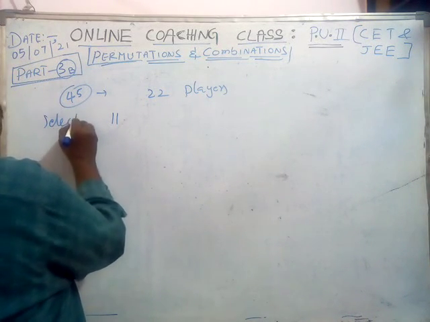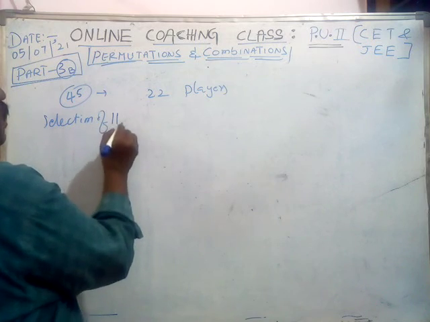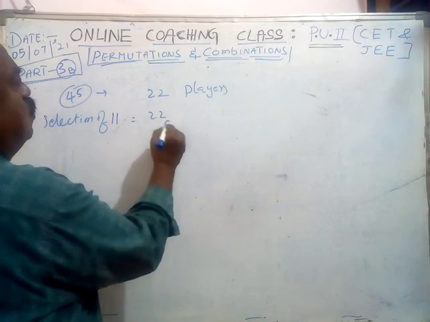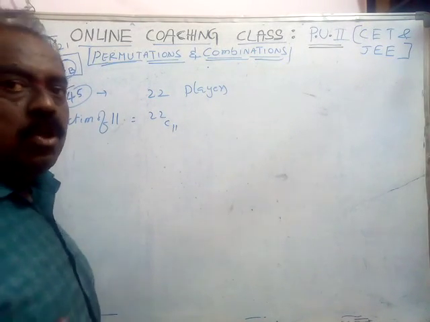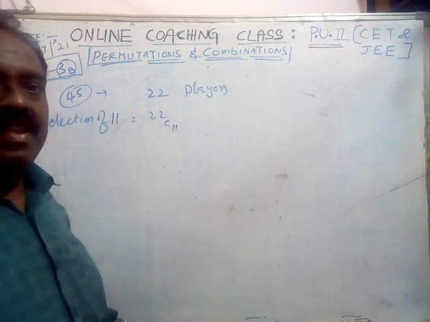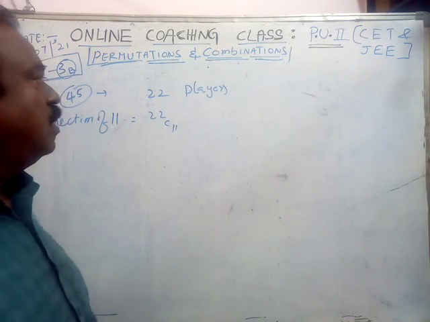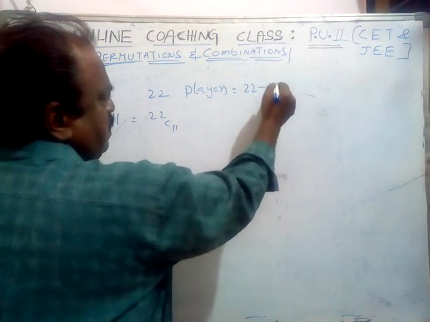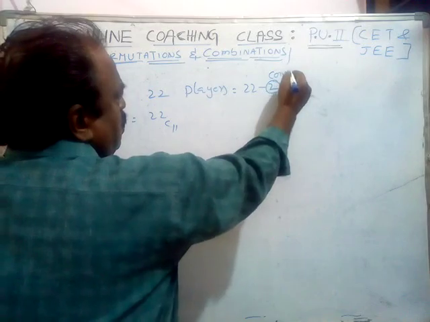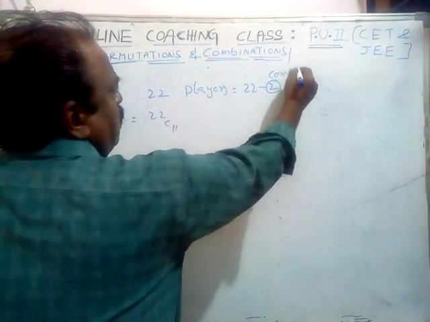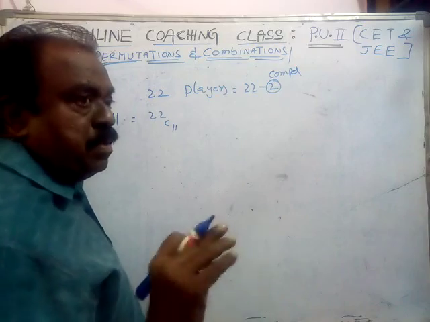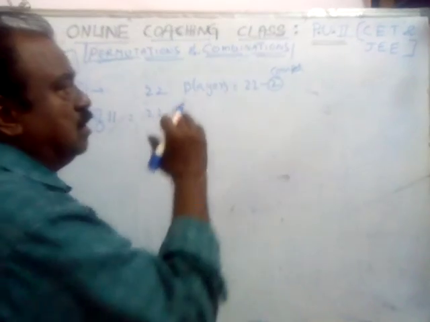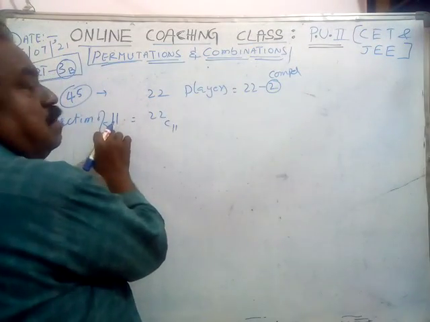Selection of 11 only. 11 members are needed. So very simple, it is 22C11. Out of 22 members, you select 11 members. But the condition is there: 2 members are compulsory. Compulsory means particular students. There is no need for selection for them. They have to be in the team, in the 11.